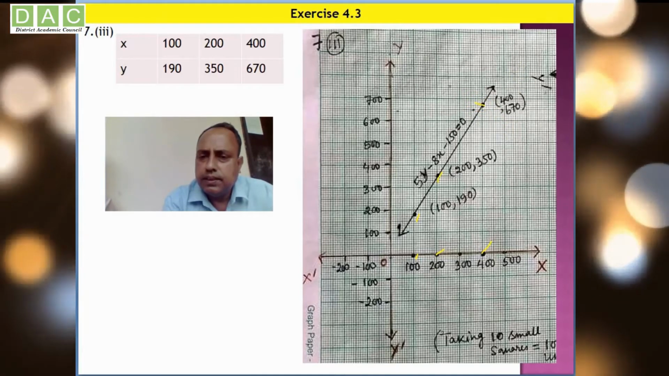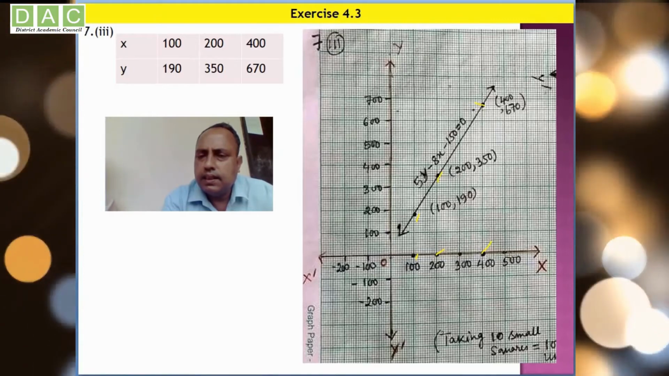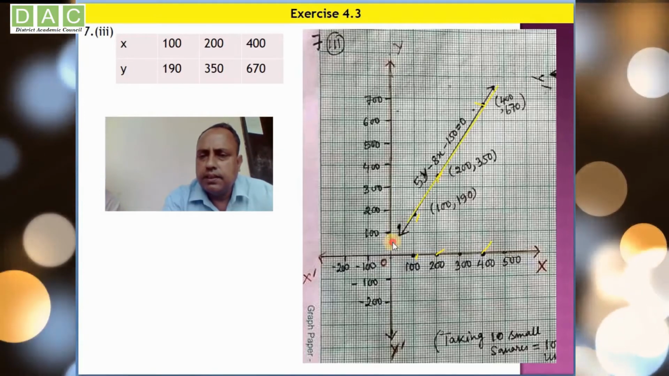Now we will join these 3 points by a straight line, and this is the required graph of the linear equation.